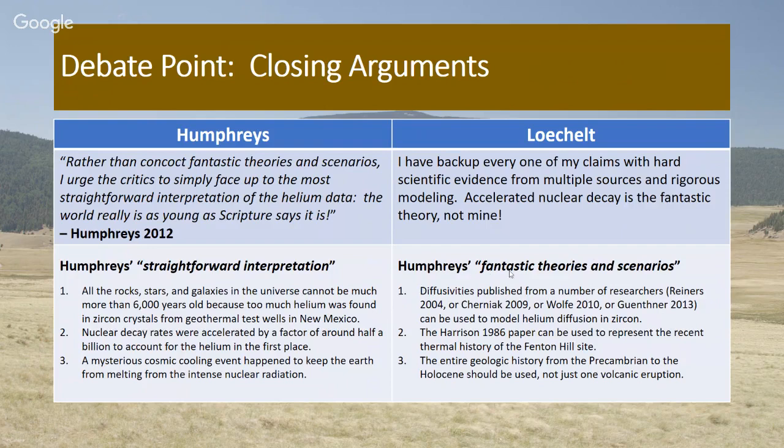In contrast, my fantastic theory and scenario is basically this: in constructing a diffusion model, I could just take what's published in the literature. You can pick Reiners, Cherniak, Wolf, or Guntner. I can use the Harrison 1986 paper at face value, and to interpret the geologic history requires really considering everything that happened from the Precambrian up to the Holocene, and not just focusing on one volcanic event. And to him, that is fantastic. That's unrealistic. It's just wild speculation.